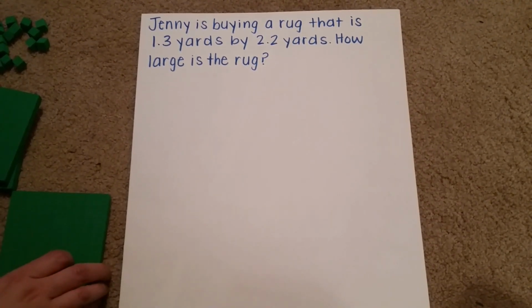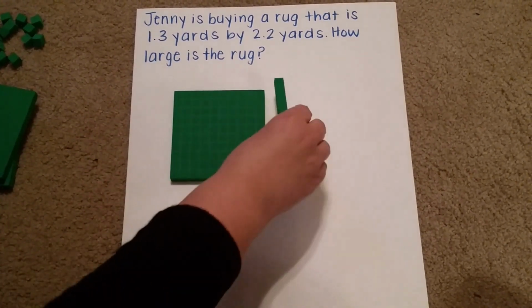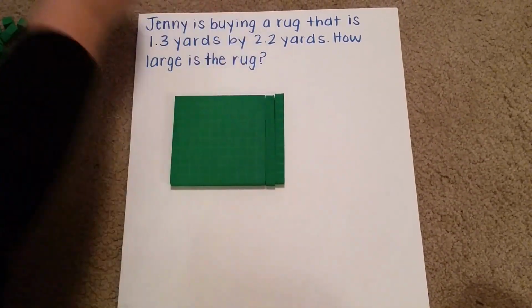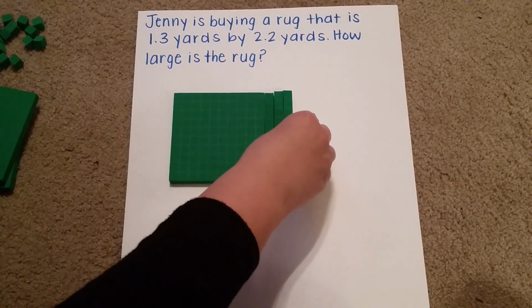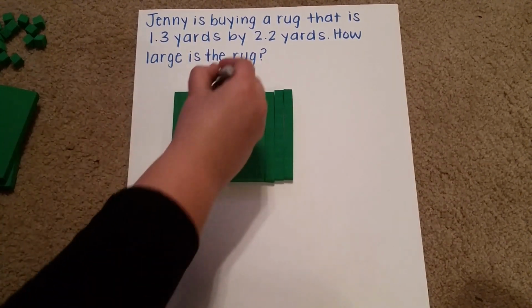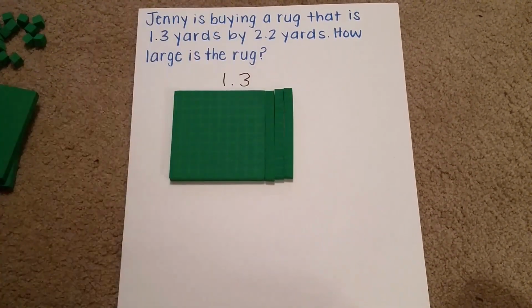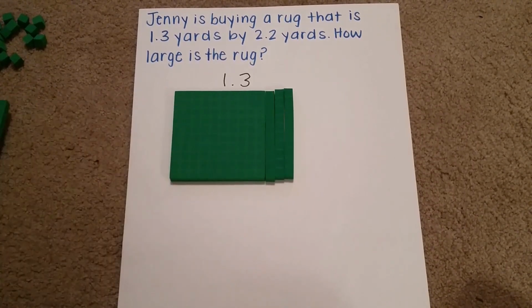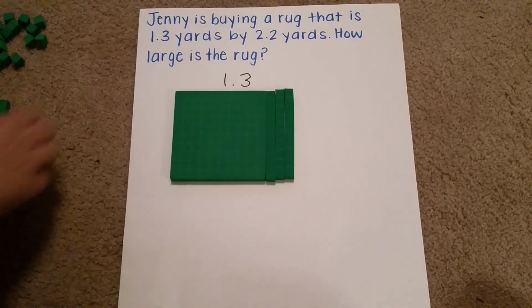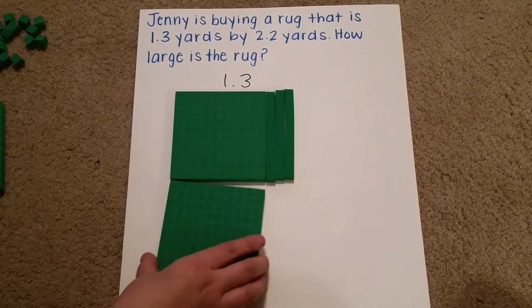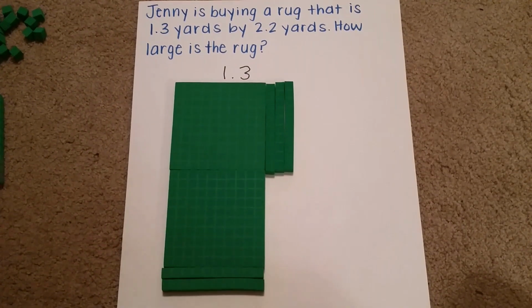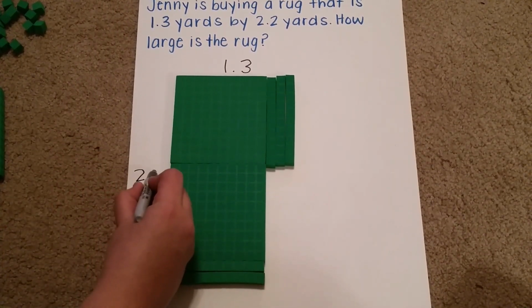I'm going to go ahead and build my 1 3/10 yards first. It doesn't matter which way you build your array, but I line them up. This side represents 1 3/10. Remembering that this flat is represented twice, for 2 2/10 yards, I'm only going to add one more flat and 2/10 to show 2 2/10.